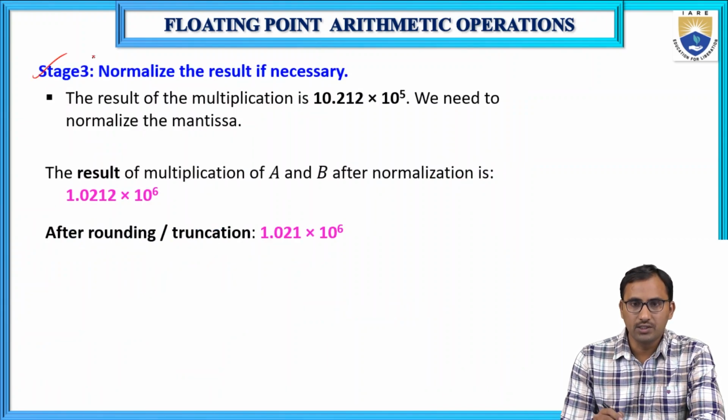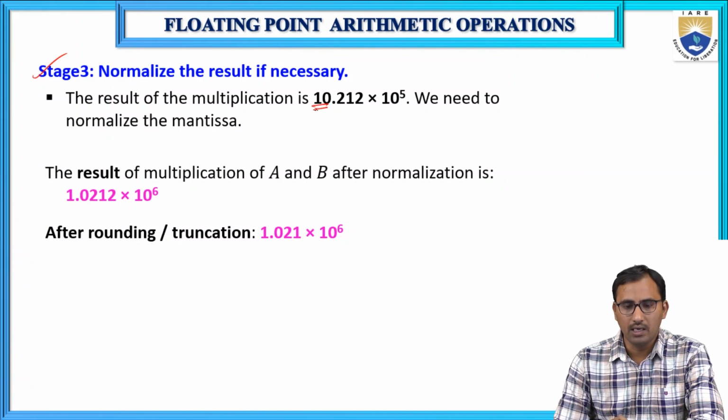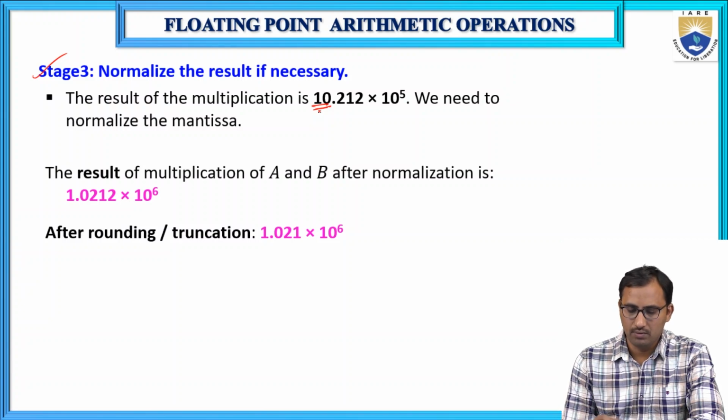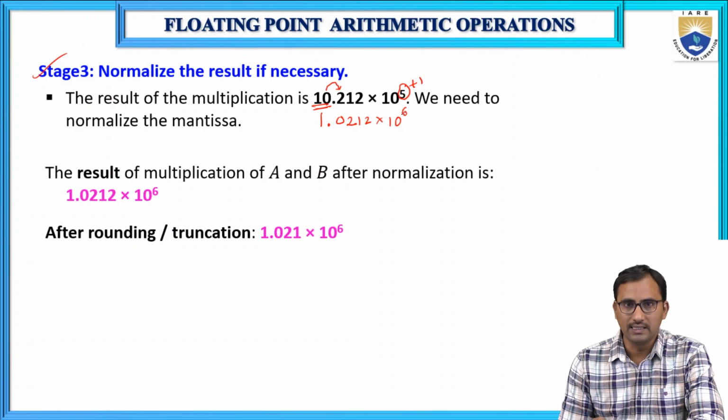Now in stage 3, we need to normalize the result if necessary, because here before the decimal point we have 10, but as per scientific notation, before the decimal point we should have only a single digit. That's why we are performing a 1 bit shift right operation. Once you perform it, it will become 1 point, so this 0 will move to here, 0212 into 10 power. Because of this shift right operation, the exponent will be incremented by 1. It will become 5 plus 1, so it will be 6.